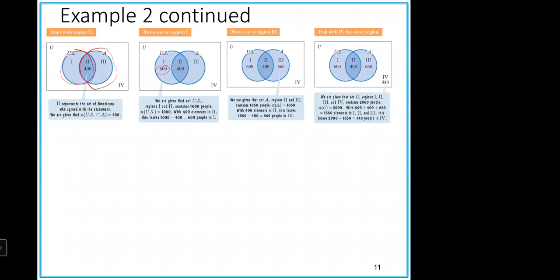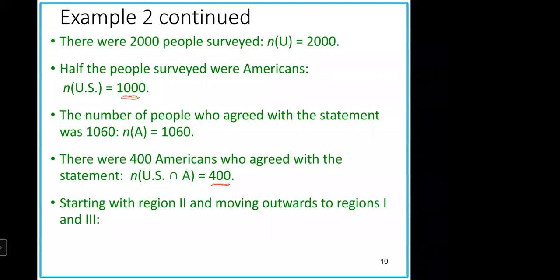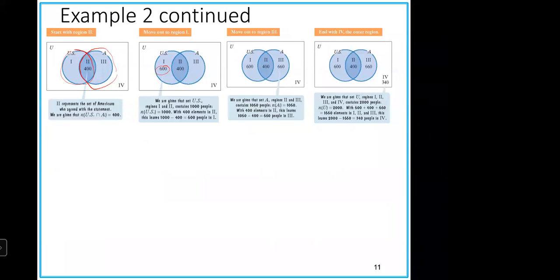Okay. And then here it says that the number of people who agree to the statement is 1,060. So the circle for agree, which is circle A, should have 1,060 in it. We already put 400 in the intersection. So therefore, it would need another 660. If you subtract 400 from 1,060, you get 660. So this section then would be 660 to complete this total of 1,060 for that circle representing those who agree.